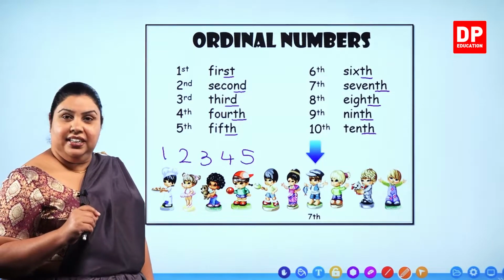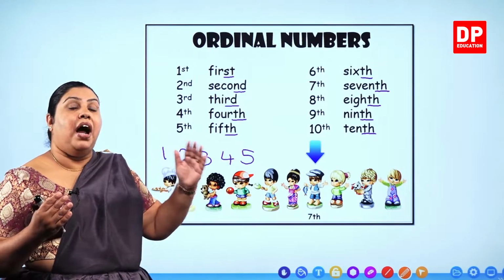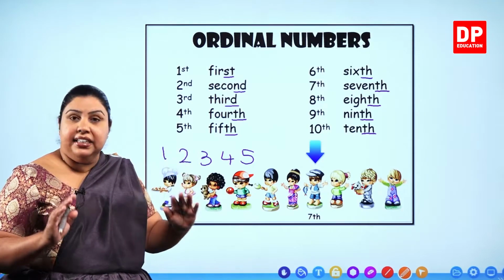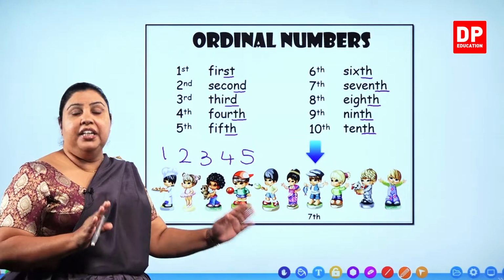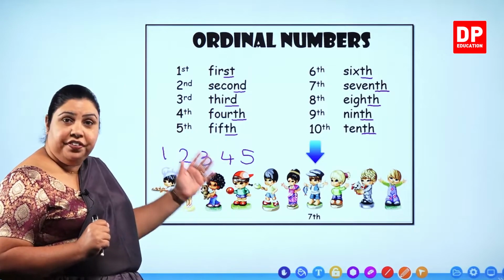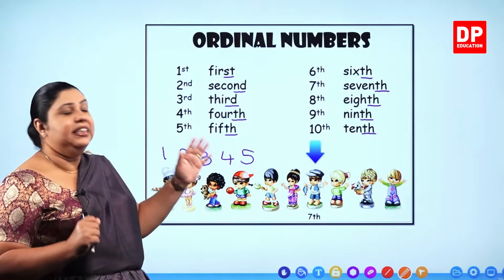Third. How do you spell that? T-H-I-R-D. So number 1, 2, 3. That is first, second and third, which we write differently. But number 4th, 5th, 6th, 7th, 8th, 9th, 10th.